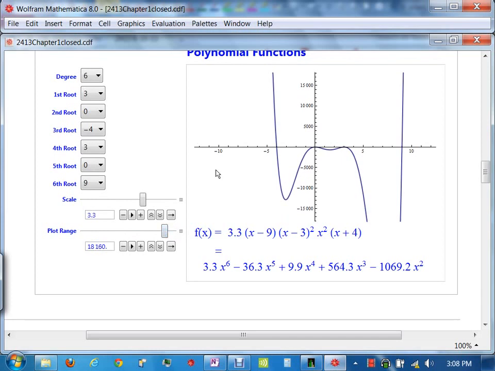Not quite. Can't get it all in there. But it goes down, then it comes up, and then it comes back down and up, and then back down, and then back up. Right? So everyone comfortable at least with the idea of what polynomials look like?